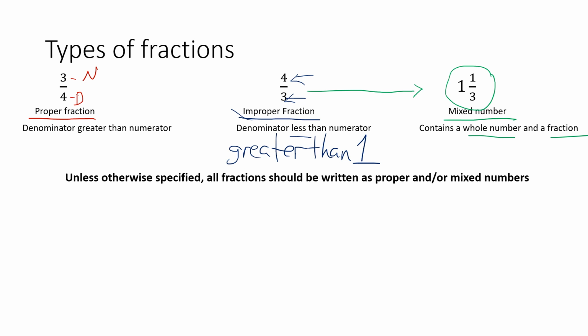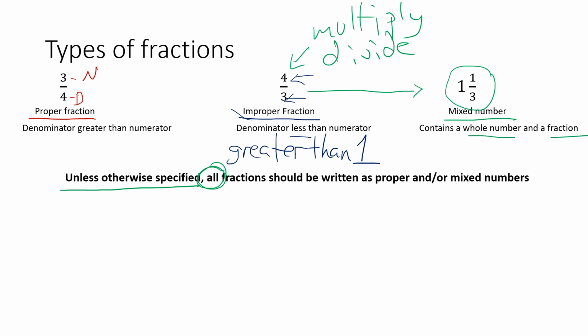Now, improper fractions are really, really useful. We use these for things like multiplying and division. You have to use improper fractions when you're doing that. But generally speaking, unless your homework says otherwise, all of your answers, all of your fractions should be written as proper fractions or mixed numbers. So if you are working on your homework and you get the answer 4/3, you want to make sure that you convert it to 1 1/3 when you're done. And we'll look at how to do that a little later on.